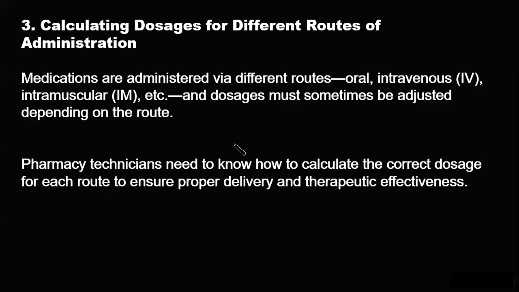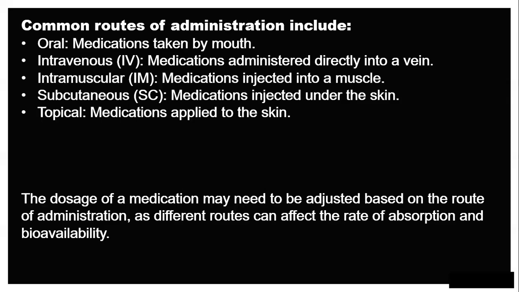Okay, good. So now, calculating dosages on different routes of administration of the drugs, different means with which they take the drugs. We have the oral, the intravenous, the intramuscular kinds of drugs. And the dosages must sometimes be adjusted depending on how it is taken. Very important. And once again, it's important for us to be able to calculate the dose. Regardless of whichever way the person is taking the drugs, we should be able to calculate the exact dose that will bring proper delivery.